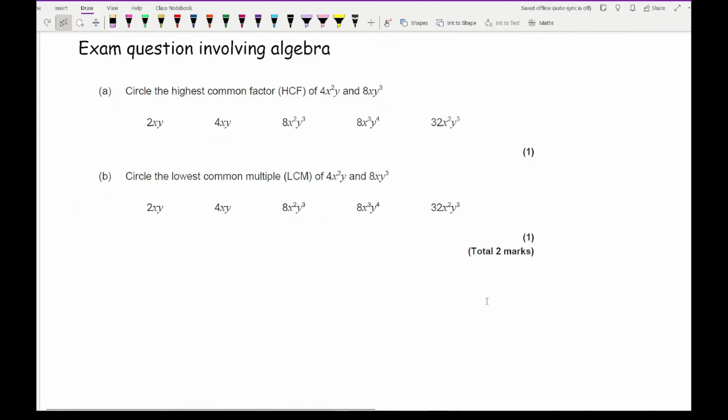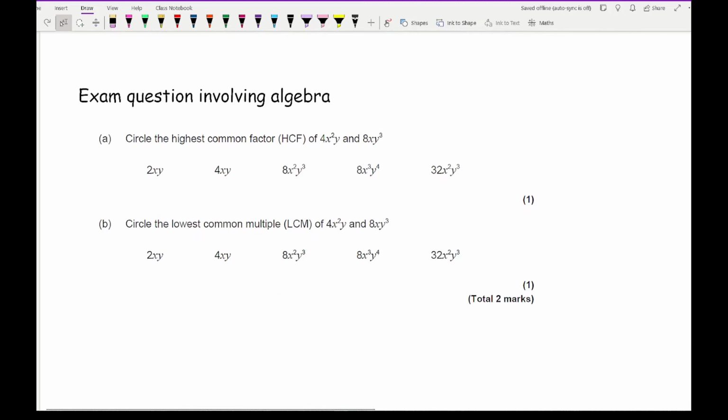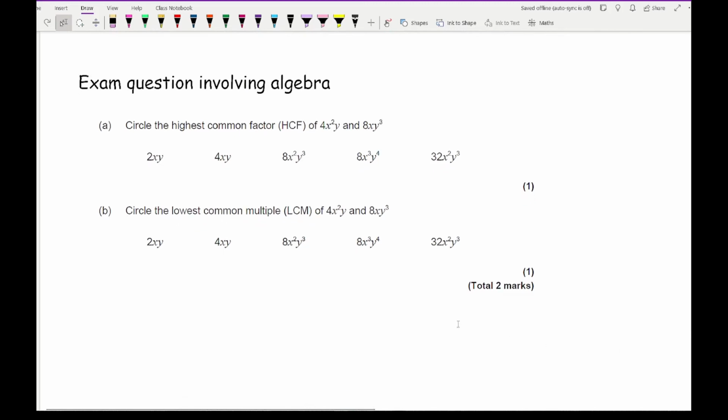So now let's have a look at an exam question that involves algebra. This question came up recently in a GCSE paper. As you can see, it's not worth many marks, but it is multiple choice. The first question says, what is the highest common factor of 4x squared y and 8x?